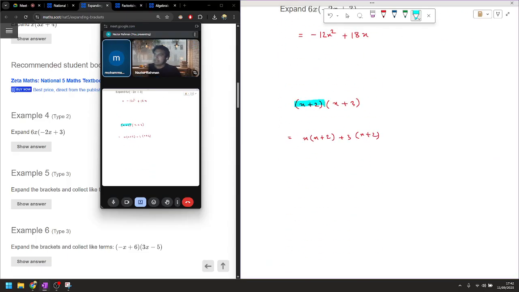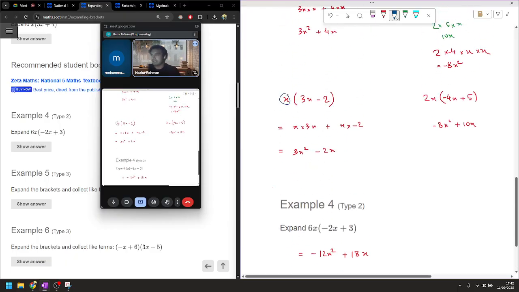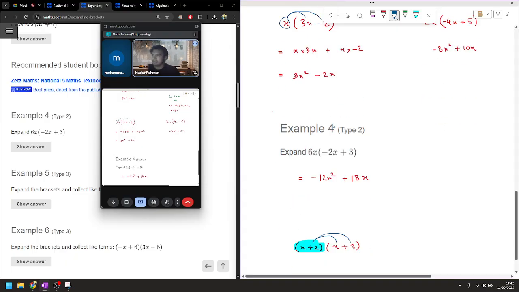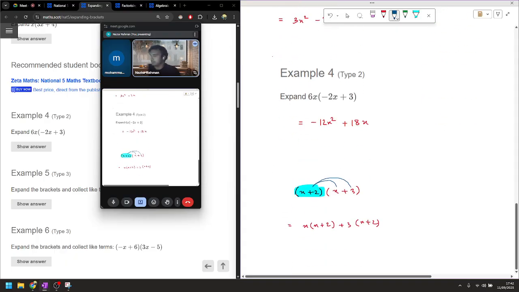Okay, so what we're doing is we're taking this entire x plus 2, and we're timesing it with the x, and then we're timesing it with the 3. So before we had an x, and we did that, so now we're just taking everything in front of the bracket and doing the same thing. So we're just treating that whole thing as one number, which we can, because x is a number, 2 is a number, so x plus 2 is a number, so you can just treat that as a number.